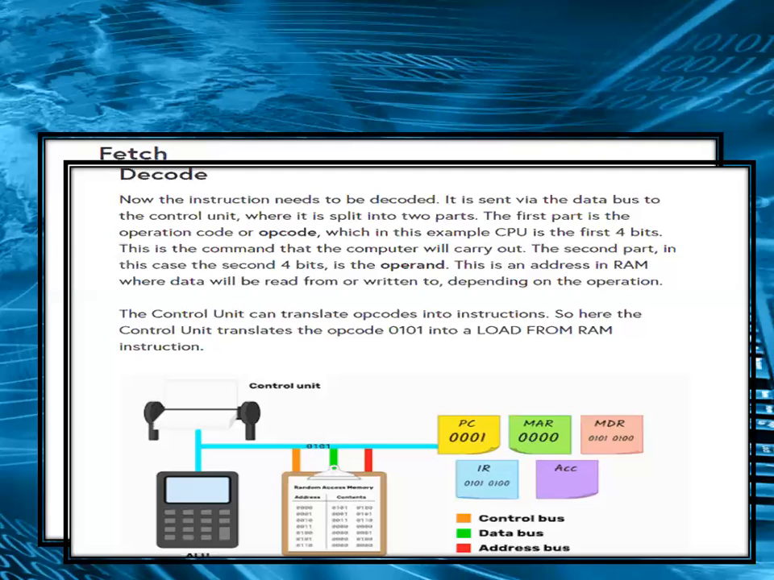The control unit can translate opcodes into instructions. So here the control unit translates the opcode 0101 into a load from RAM. So here the instruction is translated, converted, and data is loaded into the MDR.